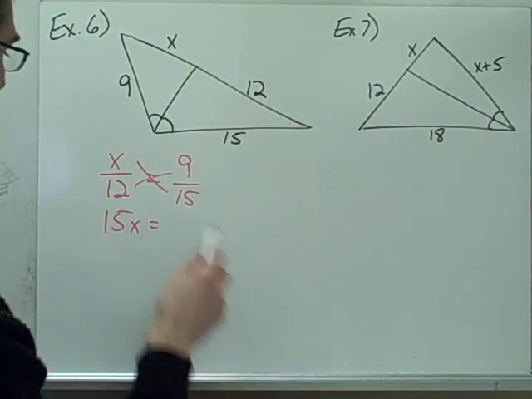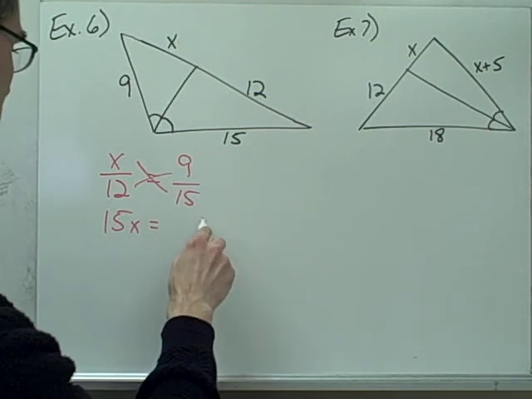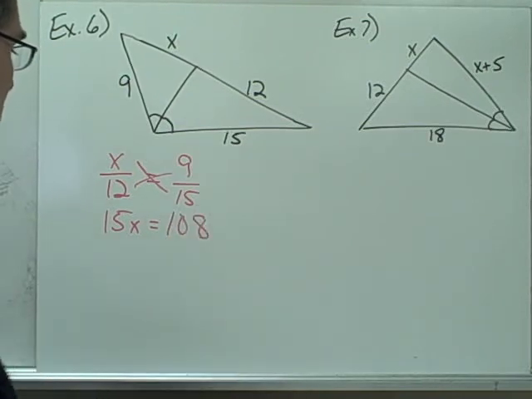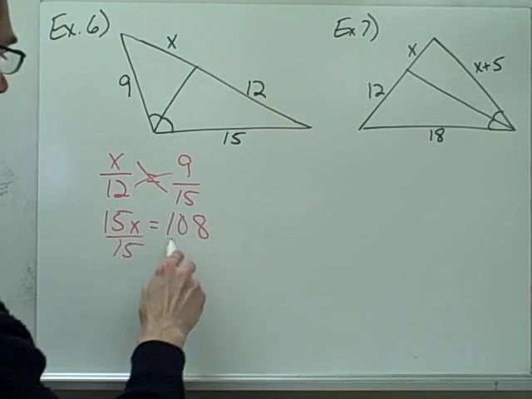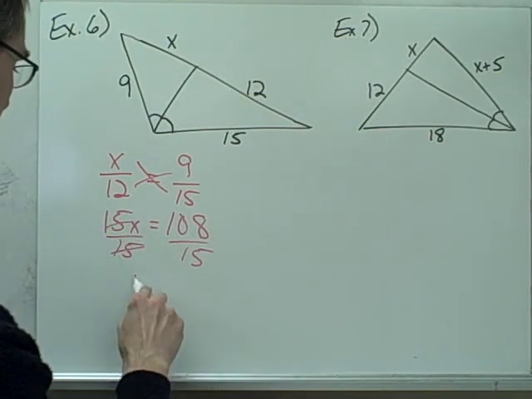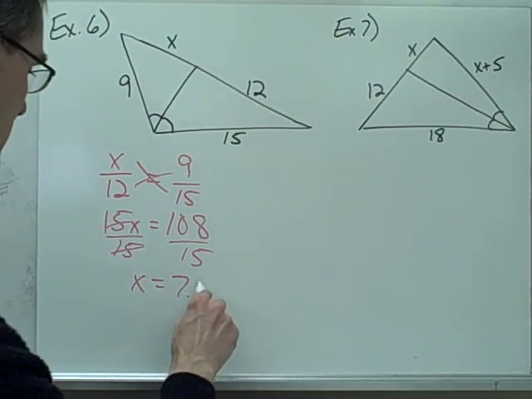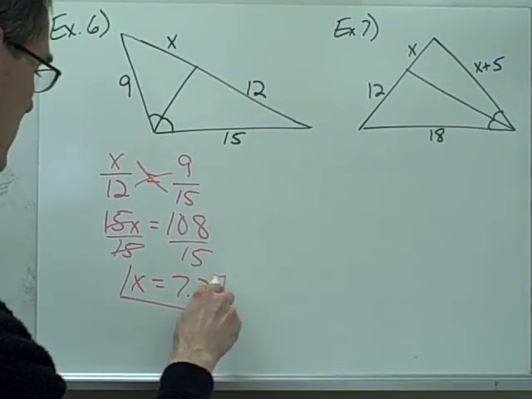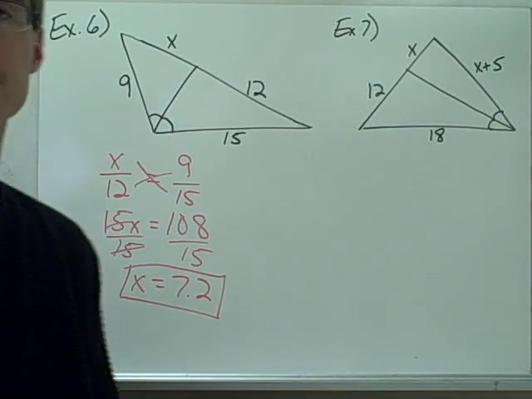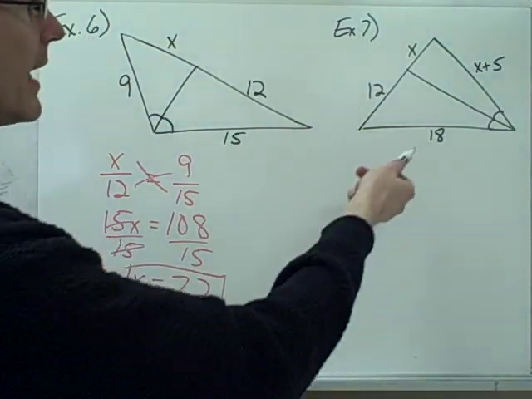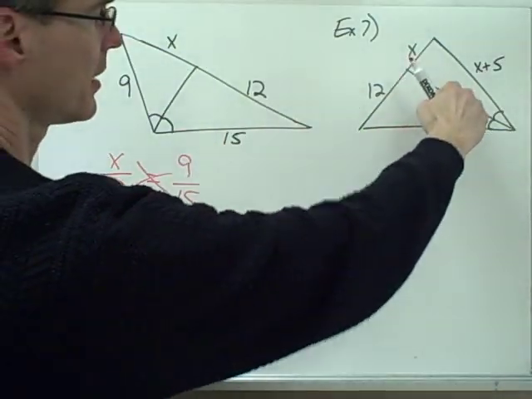15x equals 9 times 12. 9 times 12, which is 108. Divide both sides by 15. And 108 divided by 15 is 7.2.